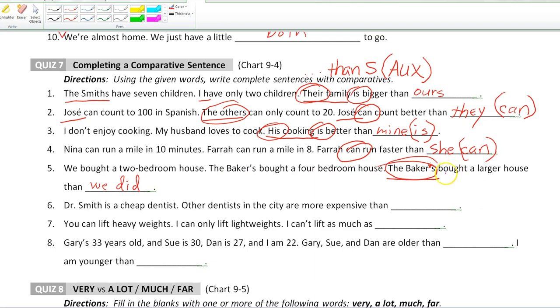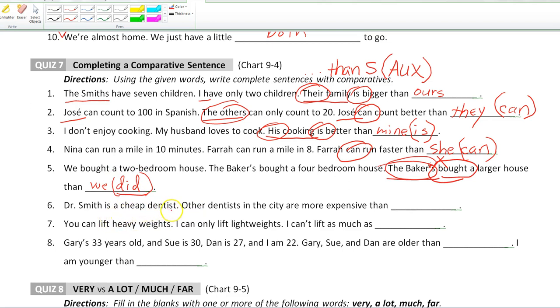Okay, so let's look for the aux. Here's the verb. We have no aux. And when we have no aux, we use do, right? And this is past tense, so the do here is past tense. And you can drop the aux.